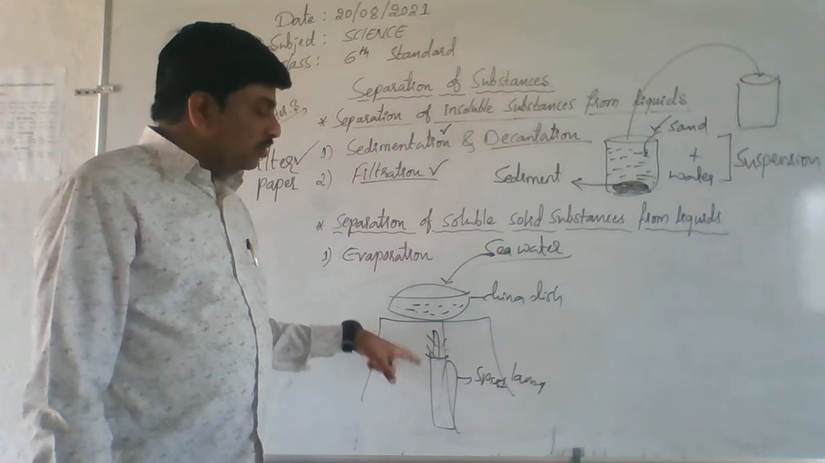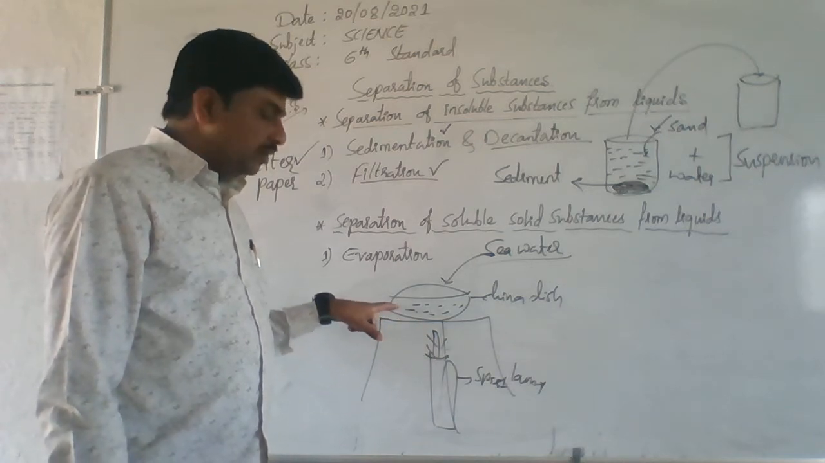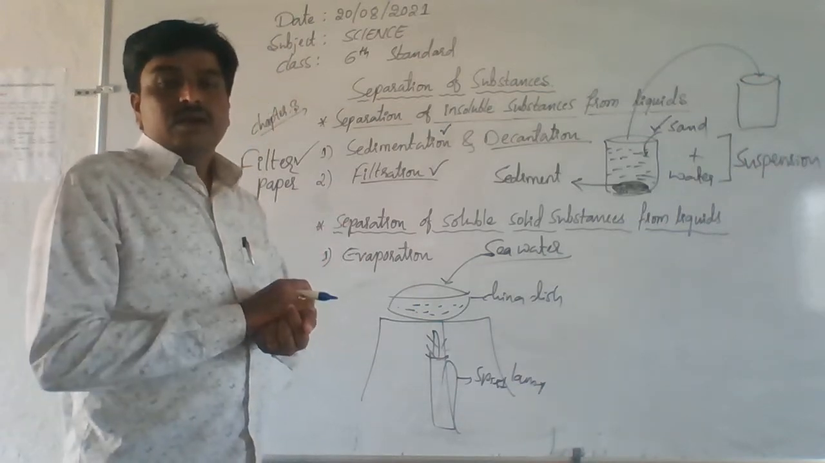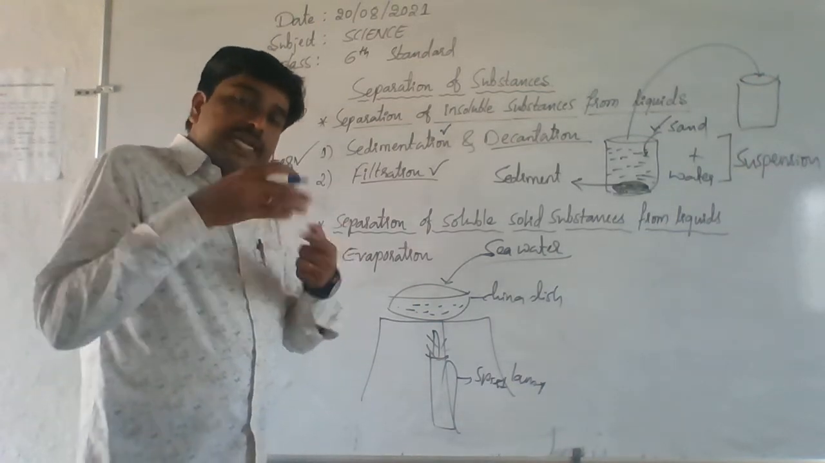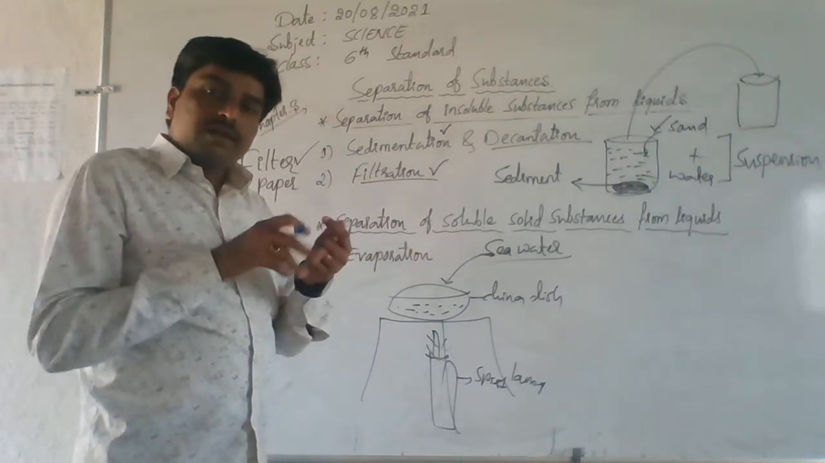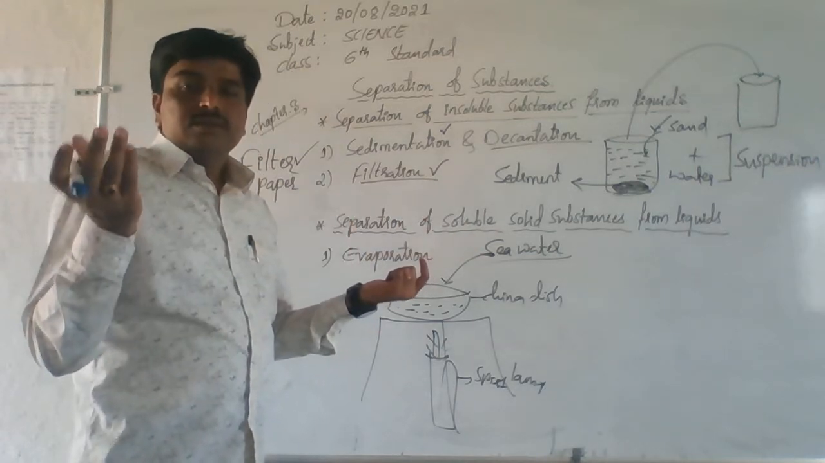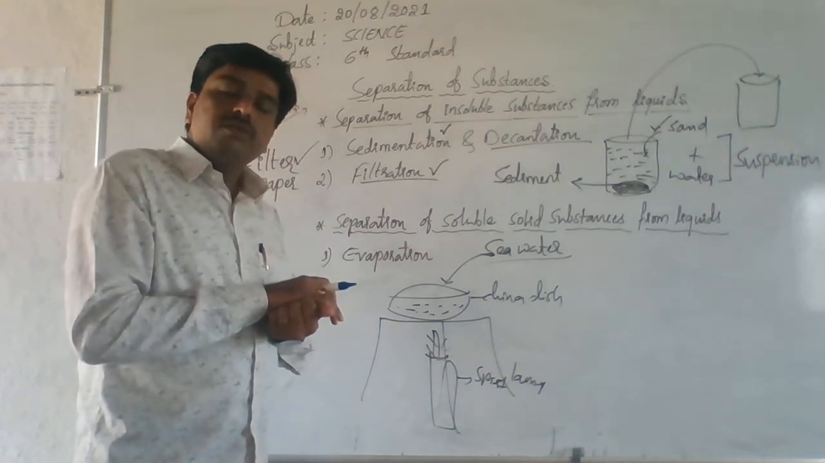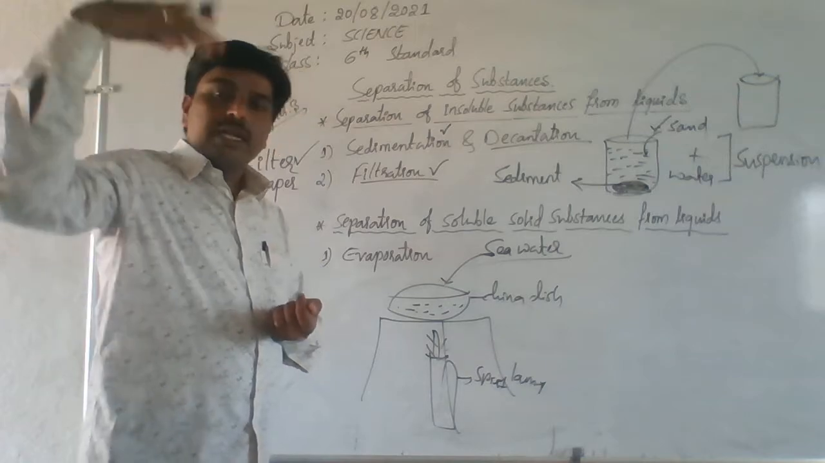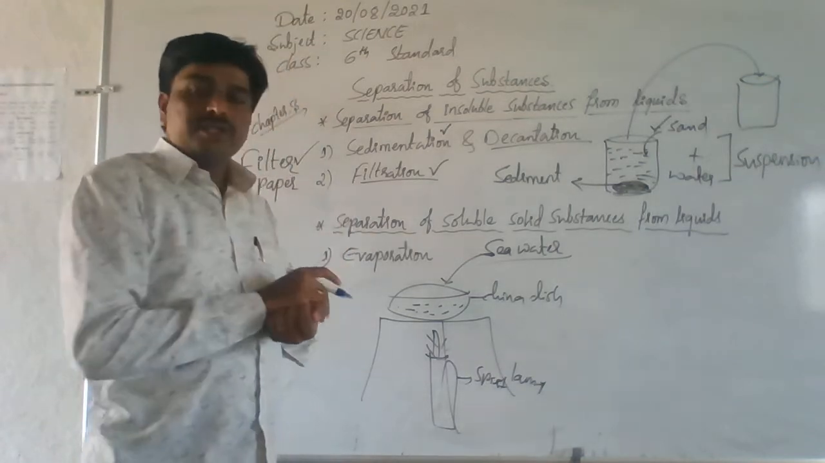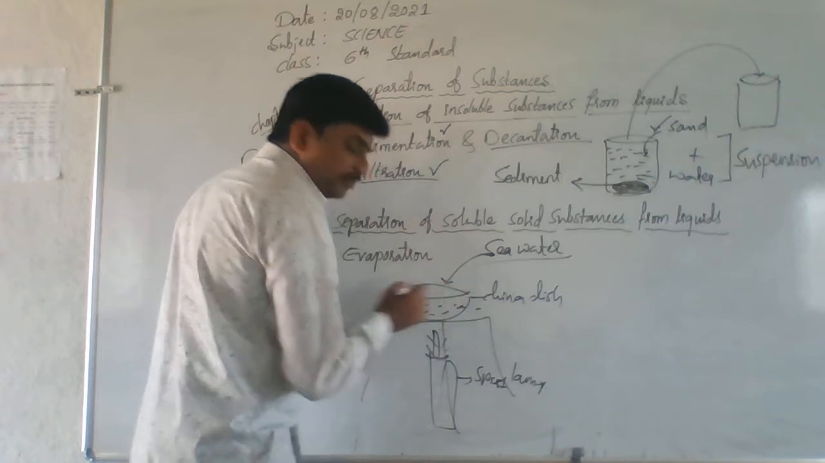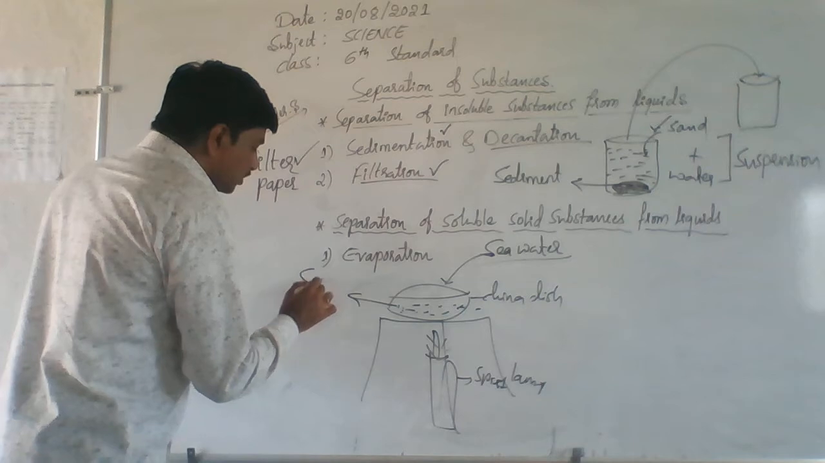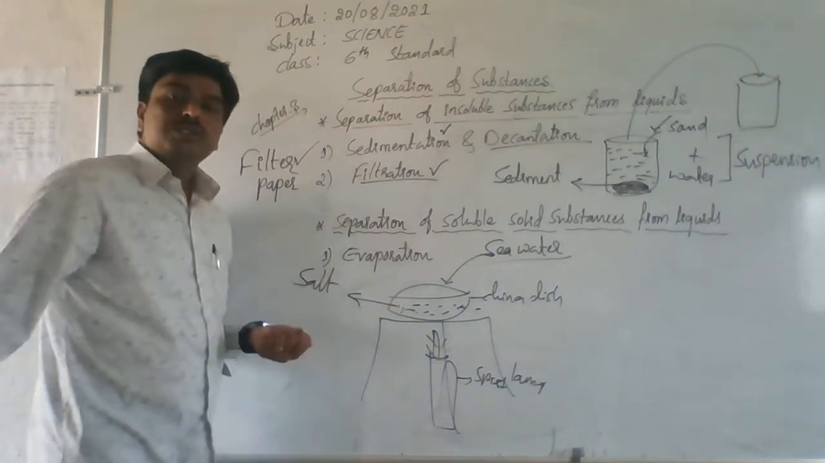So heat that water until it evaporates. When the water completely evaporates, what remains in the China dish? Observe. When the water has completely evaporated, small white crystals remain in the China dish. That is nothing but salt.